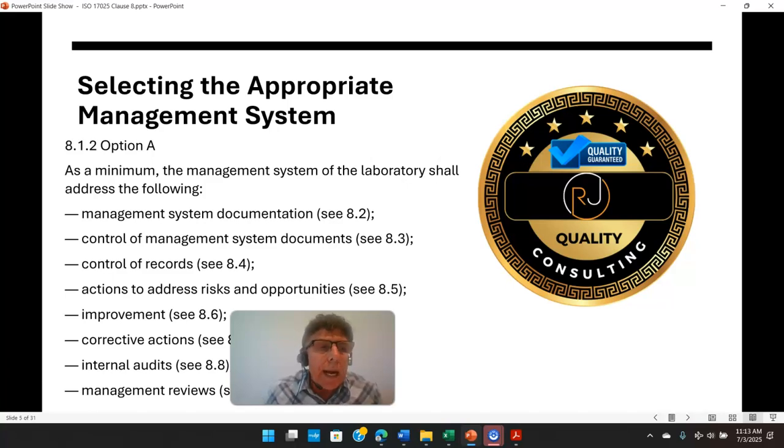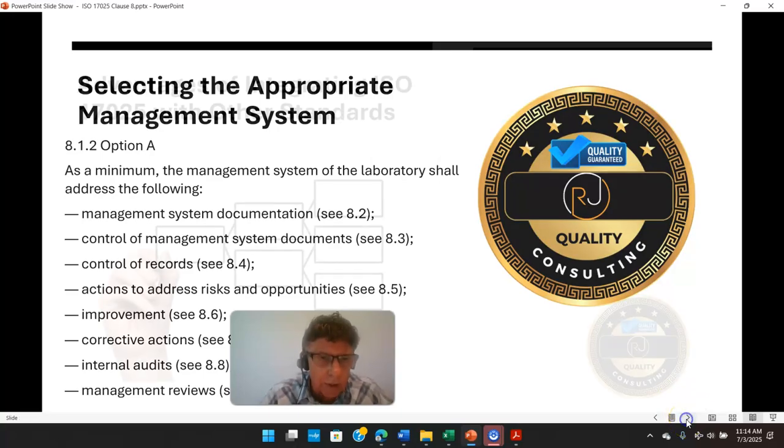So at a minimum requirement, section 8.1.2, as a minimum, the management system of the laboratory shall address management system documentation, control of management system documents, control of records, actions to address risks and opportunities, improvement, corrective actions, internal audits, and management review. And the appropriate subclauses to those areas are shown on the slide here. And we will cover those subclause by subclause.